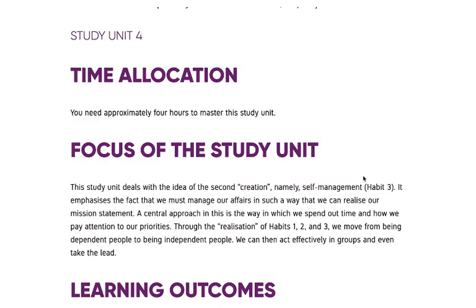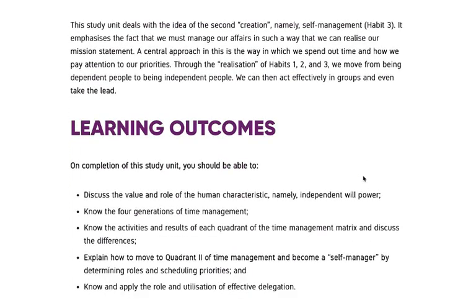Right. So the learning outcomes are as follows. You need to be able to discuss the value and role of the human characteristic, namely independent willpower. You need to know the 4 generations of time management, so the time management matrix. Know the activities and results of each quadrant of the time management matrix and discuss the differences. Explain how to move to quadrant 2 of the time management matrix and become a self-manager by determining roles and scheduling your priorities. And then finally, to know and apply the role and utilization of effective delegation.